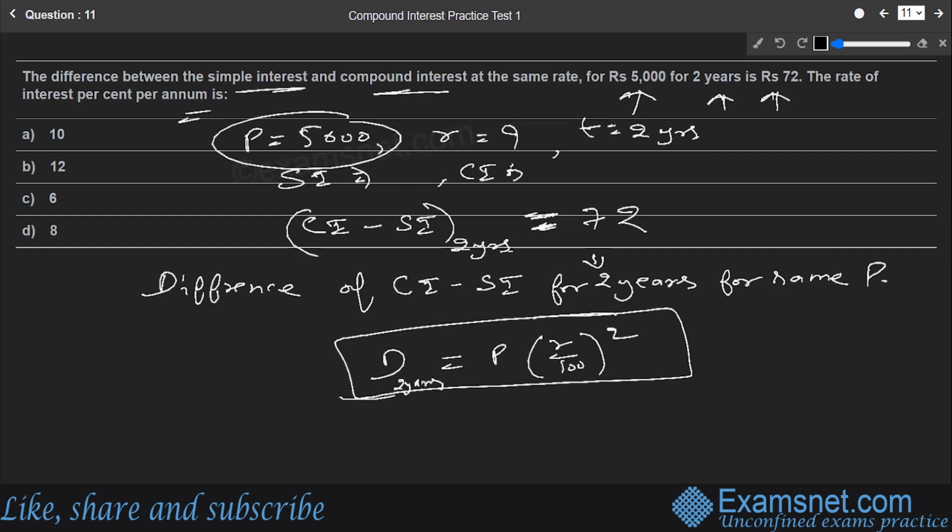Difference of 2 years between compound interest and simple interest can be calculated directly using this formula. The condition being the difference is only for 2 years. If it is for 3 years, then this formula is not applicable, and the principal value should be same. So if we apply this formula, then we can do the things easily. So difference value is already given to be 72. Principal value is already given to be 5,000. R value is unknown, R by 100 whole square. So we just need to solve this thing.